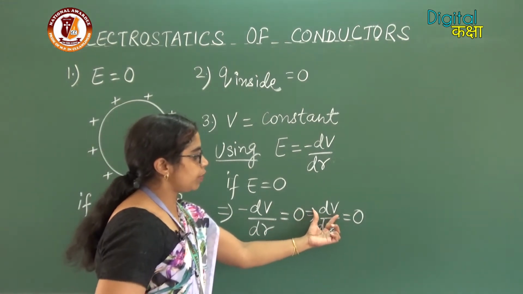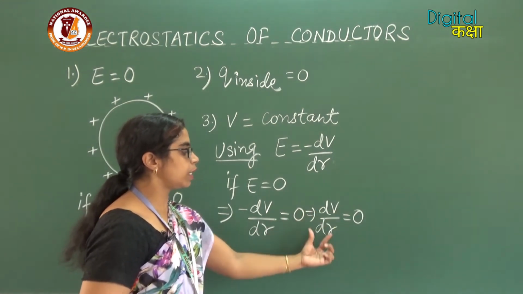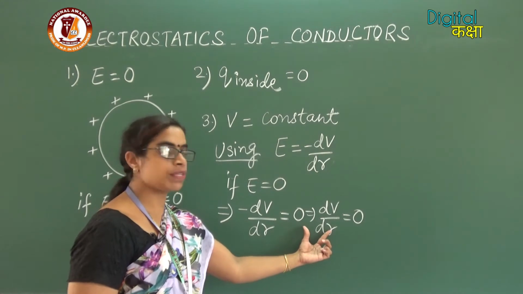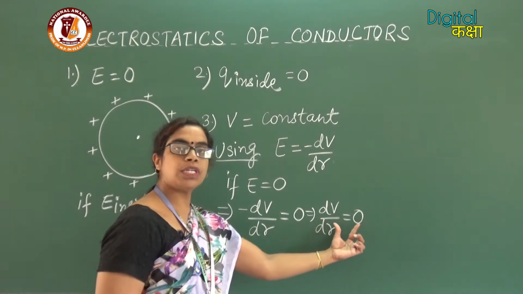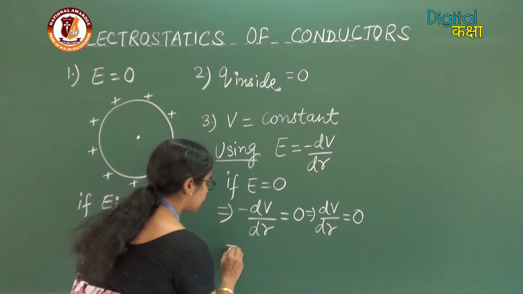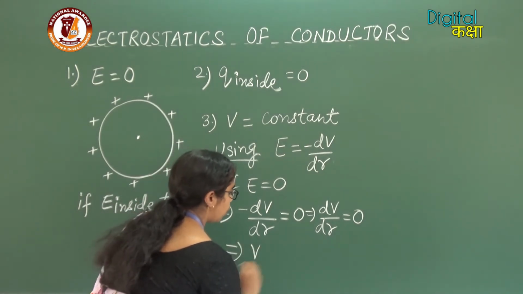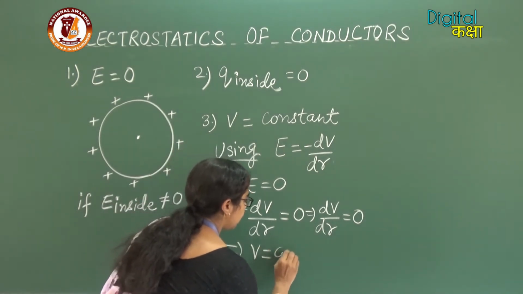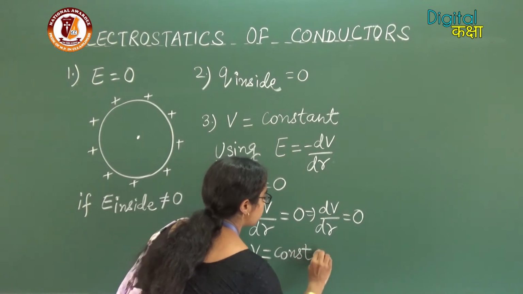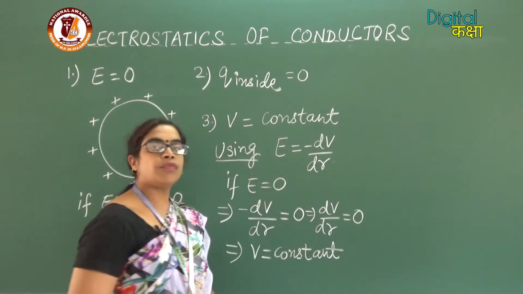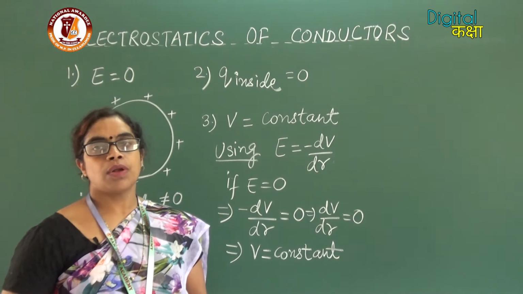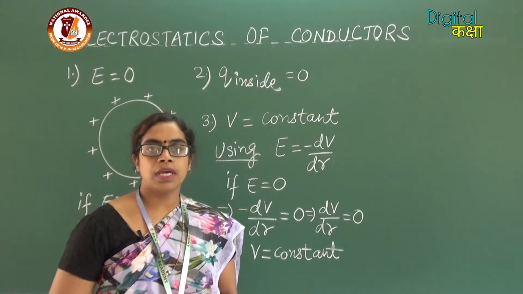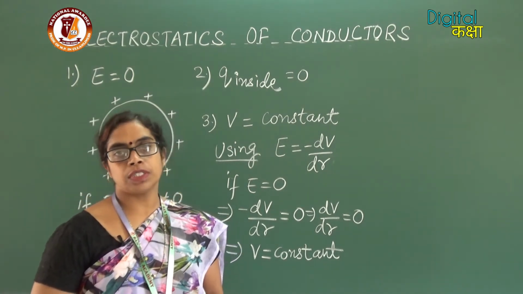When the differentiation of a physical quantity with respect to another physical quantity is equal to 0, we can conclude from this expression that V is equal to constant, because the differentiation of a constant quantity is always equal to 0.